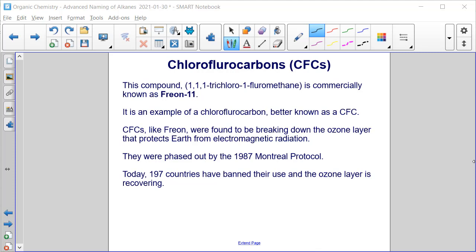It is an example of a chlorofluorocarbon, better known as a CFC. CFCs, like Freon, were found to be breaking down the ozone layer that protects Earth from electromagnetic radiation. They were phased out by the 1987 Montreal Protocol. Today, 197 countries have banned their use, and the ozone layer is recovering.